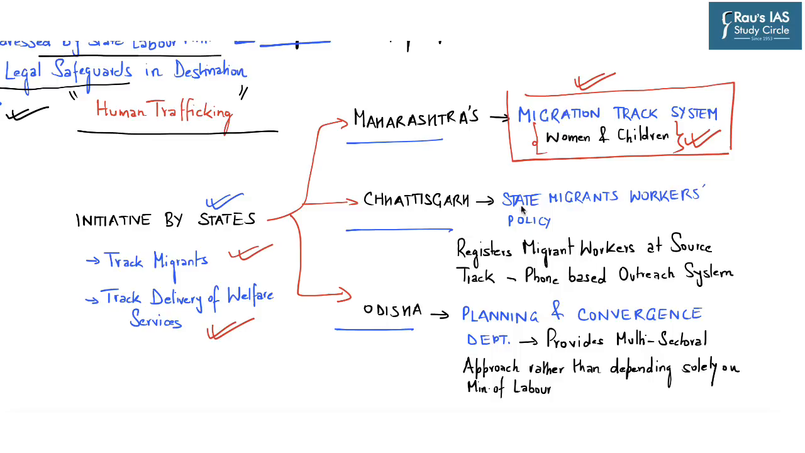Further, Chhattisgarh has employed the State Migrant Workers Policy. This policy of the state government of Chhattisgarh registers migrant workers at the source and also keeps track of the migrant workers through mobile phones.